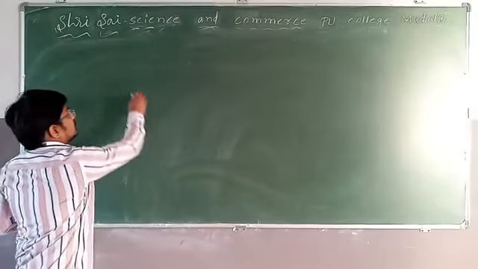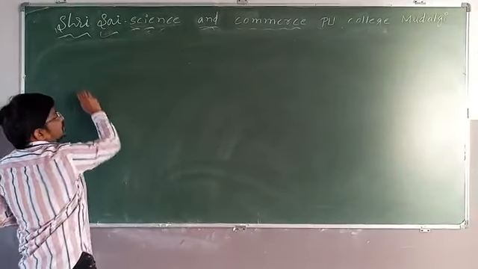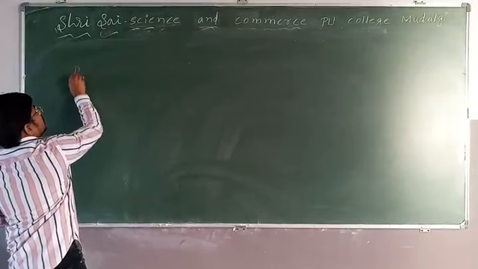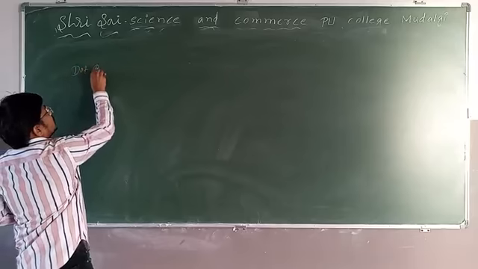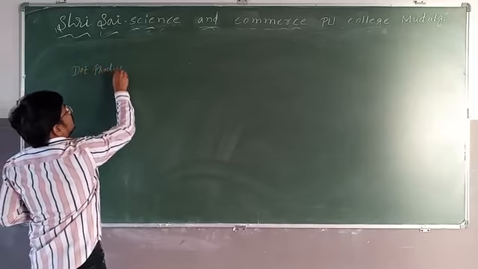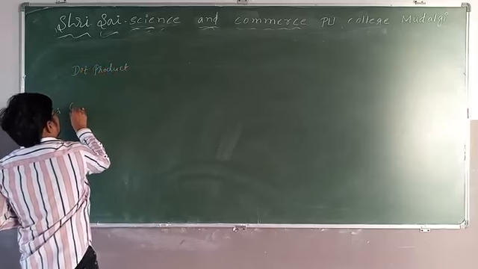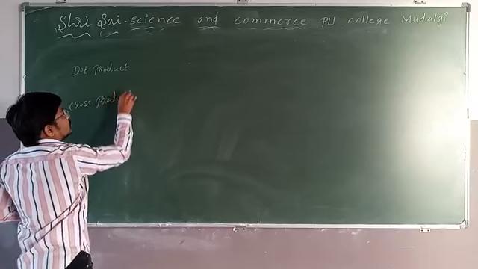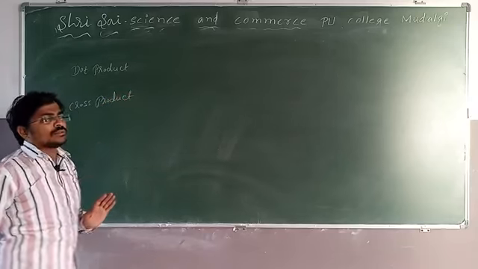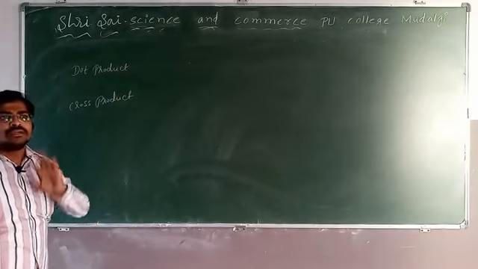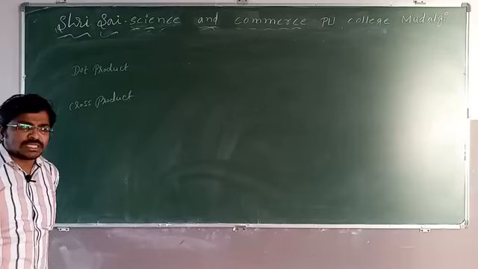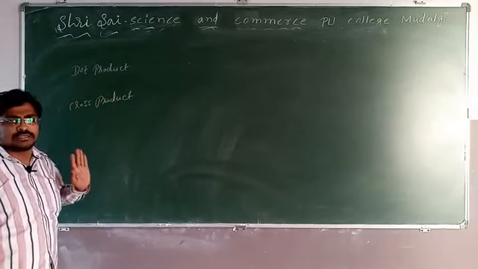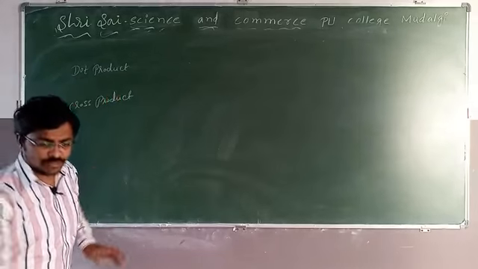Here, multiplication means there are two types of multiplication possible: dot product and cross product. These two are the methods to multiply vectors. To multiply vectors we follow the dot product method or the cross product method. First I start with the dot product method.